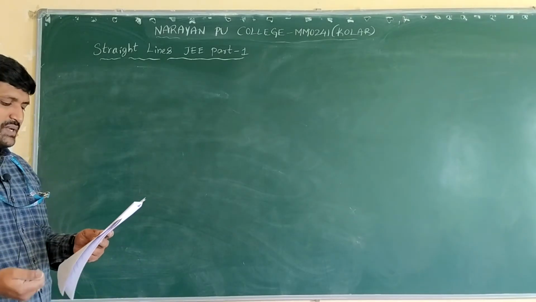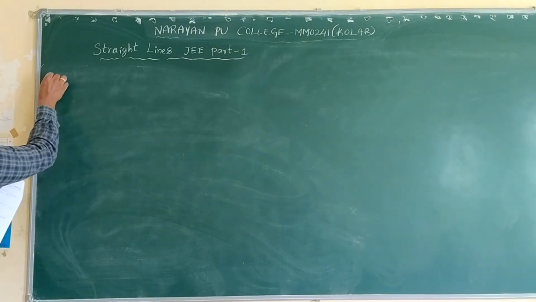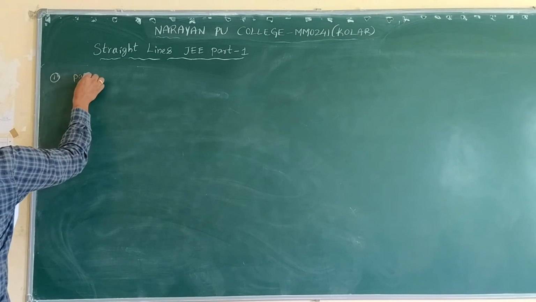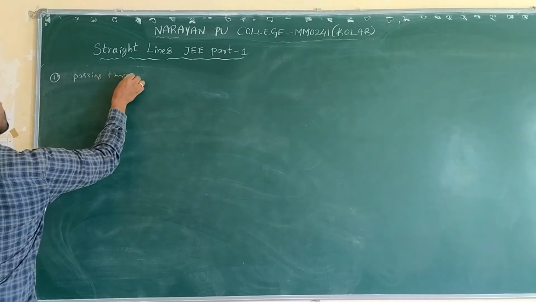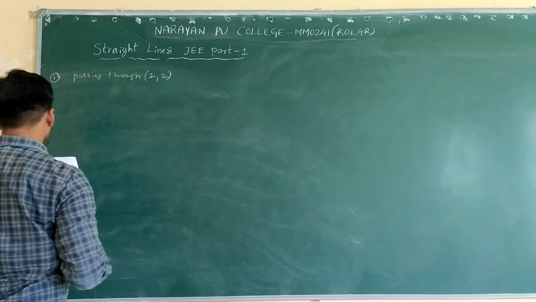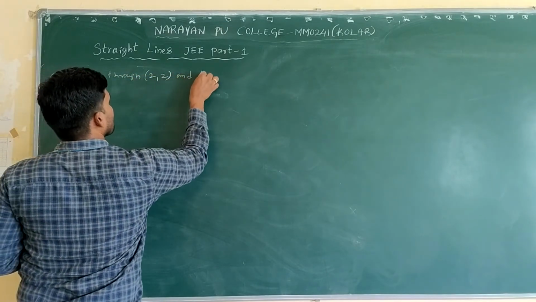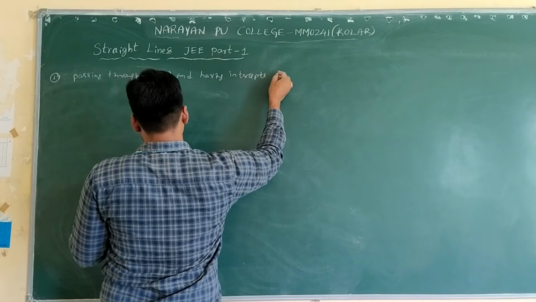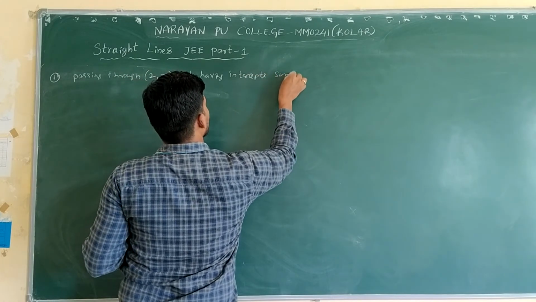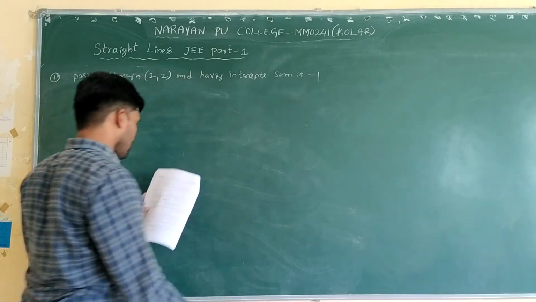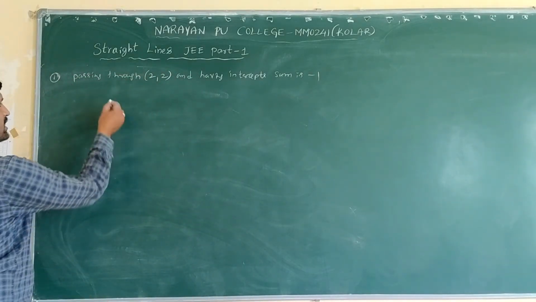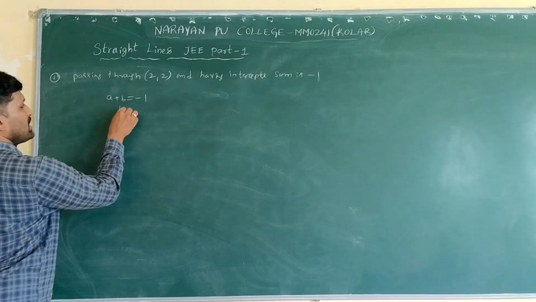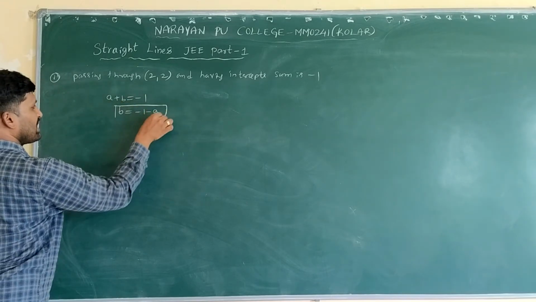We will discuss a few problems based on this equation of lines. In this first question, find the equation of the line passing through the point 2, 2 and having intercepts whose sum is minus 1. Now intercepts we know already, A and B. The sum of intercepts is given as minus 1. From this we can find B is equal to minus 1 minus A.